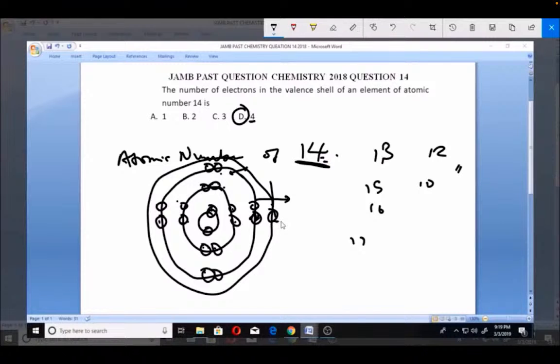So take note of this. The right hand side is 4, for 14.